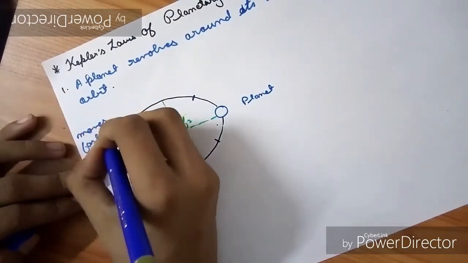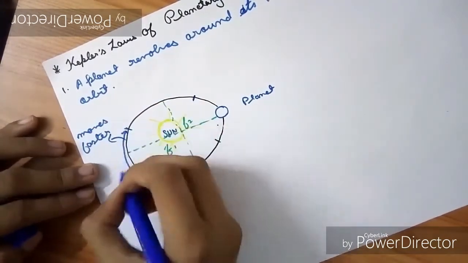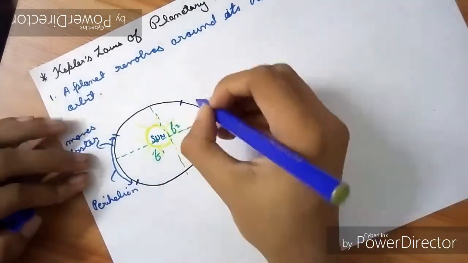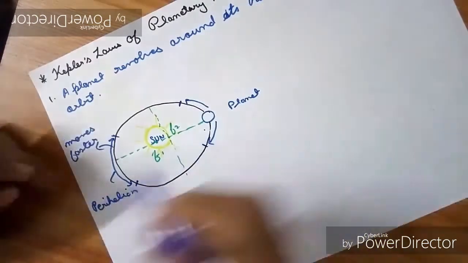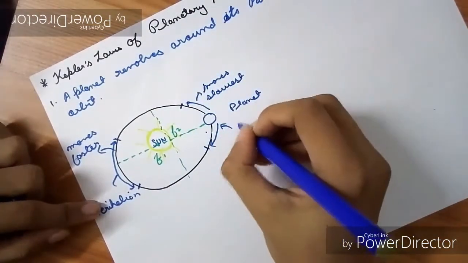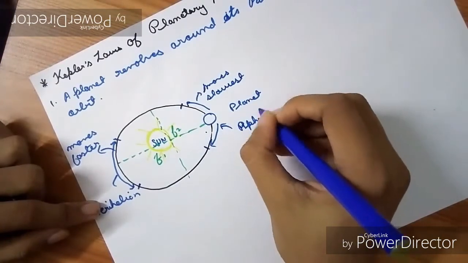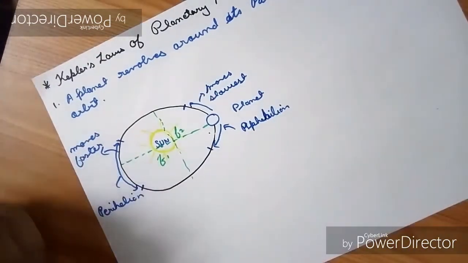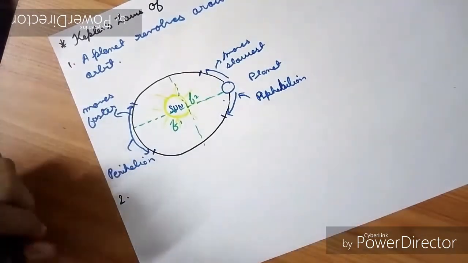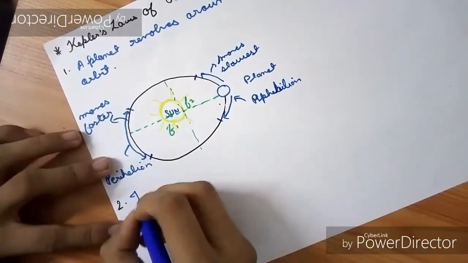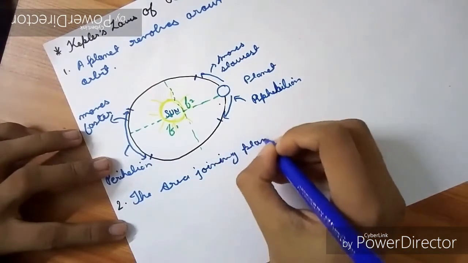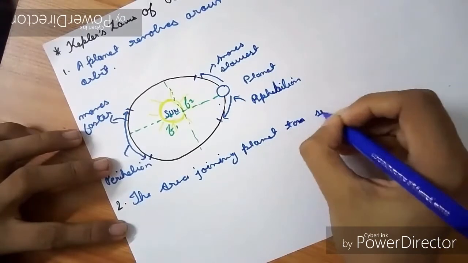And this is the shortest distance point, where the planet moves fastest, called the perihelion. And this is the most distant point from the parent star, where the planet moves slowest, called the aphelion. As Kepler stated, the nearer the planet is to the parent star, the faster it moves, and the farther it is, the slower it moves.